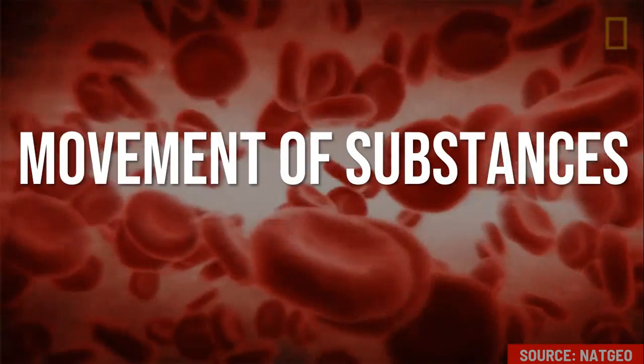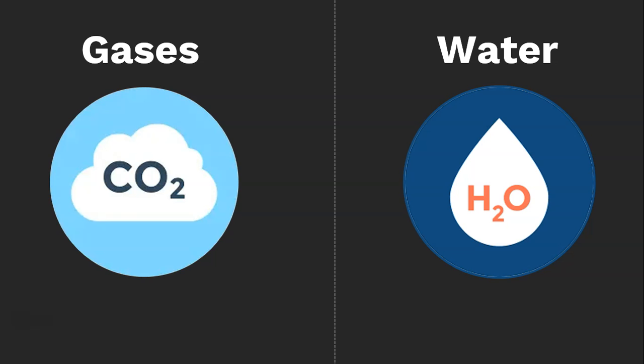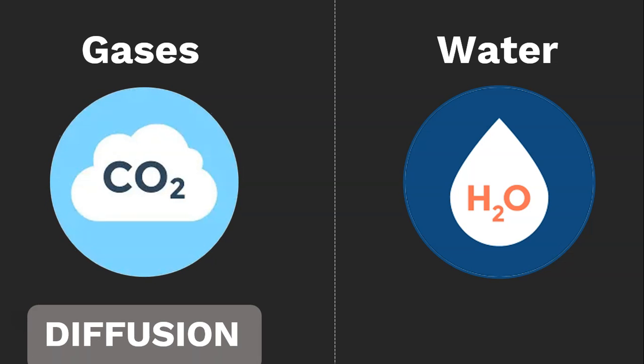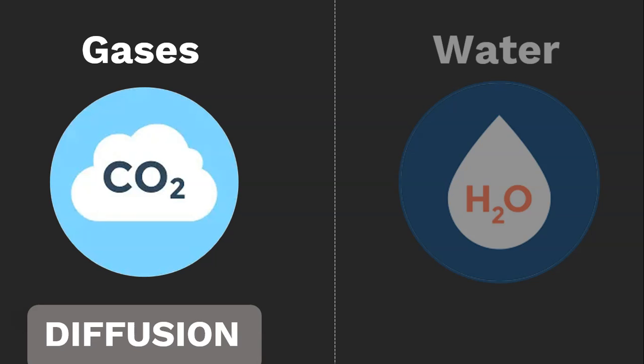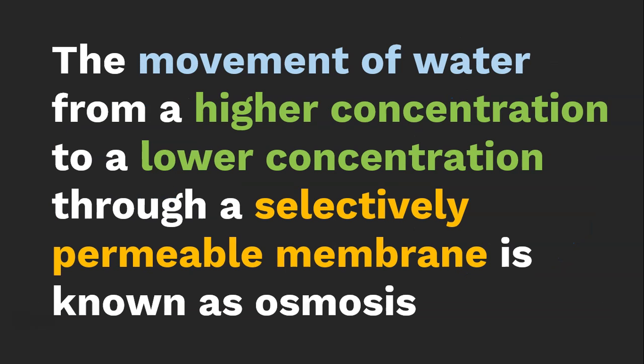So in the cells, the movement of substances takes place. The movement of gases can be defined as diffusion, and the movement of water is known as osmosis. So you might have gotten confused between these two terms, but just remember that diffusion is the movement of gases and osmosis is the movement of water. In this video, we're going to be learning about osmosis.